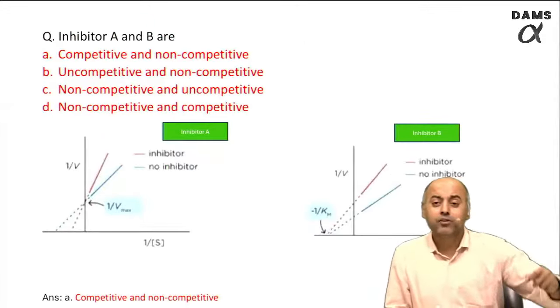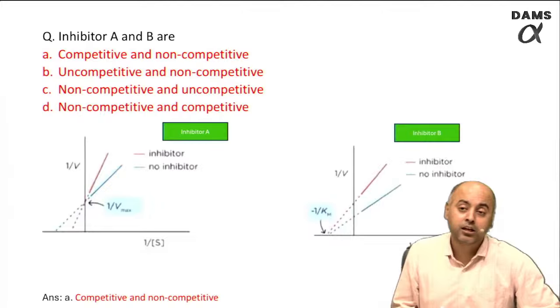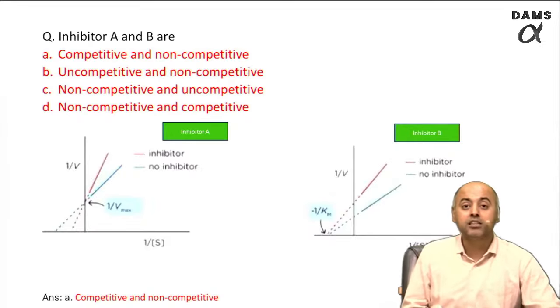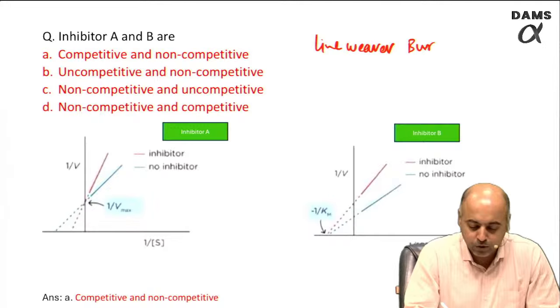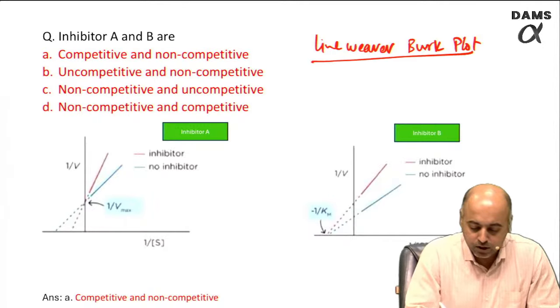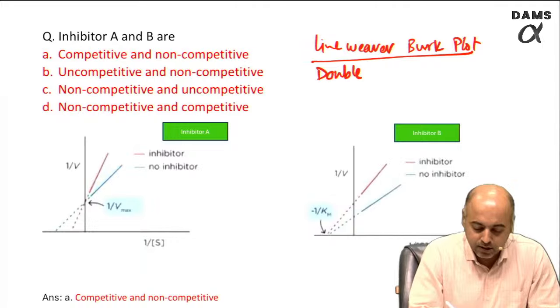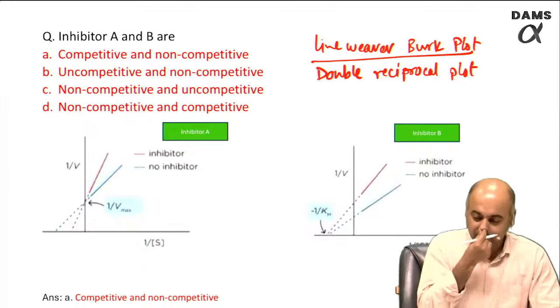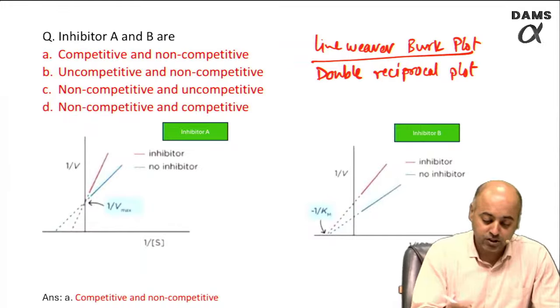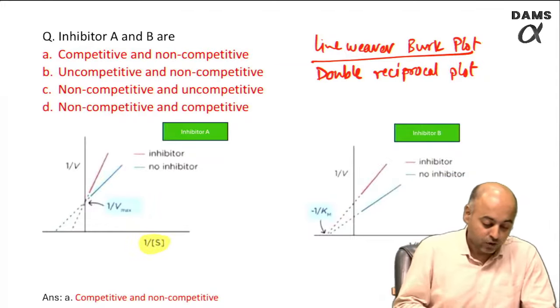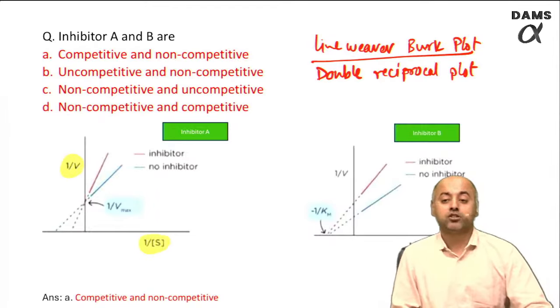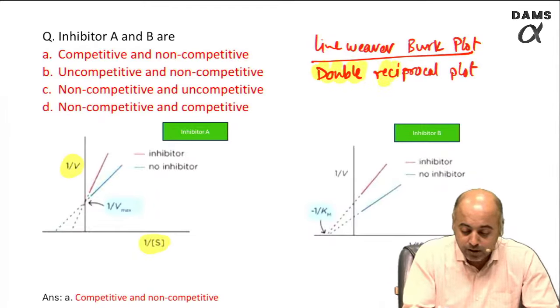Okay, another very commonly asked question is the mechanism of reversible inhibition as seen in the Lineweaver-Burk plot. These 2 plots are examples of the Lineweaver-Burk plot. The Lineweaver-Burk plot is also commonly known as the double reciprocal plot. Why double reciprocal plot? See, on the x-axis you have the reciprocal of substrate concentration, 1 upon substrate concentration. On the y-axis you have the reciprocal of velocity, 1 upon velocity. That is why it is also known as the double reciprocal plot.